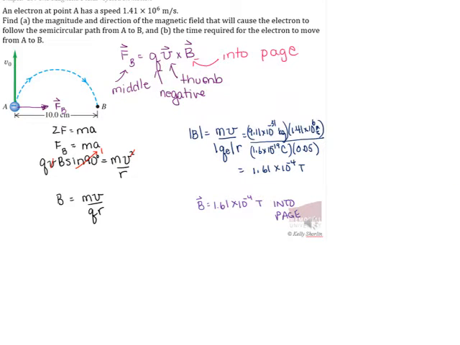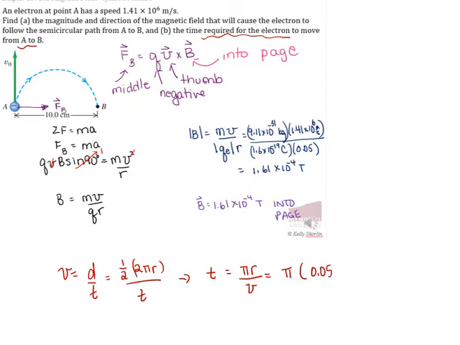For part B of this problem, we're asked how long does it take for the electron to move from point A to point B? Here we'll go back to some straightforward kinematics. Speed is distance over time. The distance traveled is a half of the circumference, or a half of 2 pi r. Divide that by t. So if we want to solve for t, it's going to be a half of 2 pi r, or just pi r, divided by the velocity.